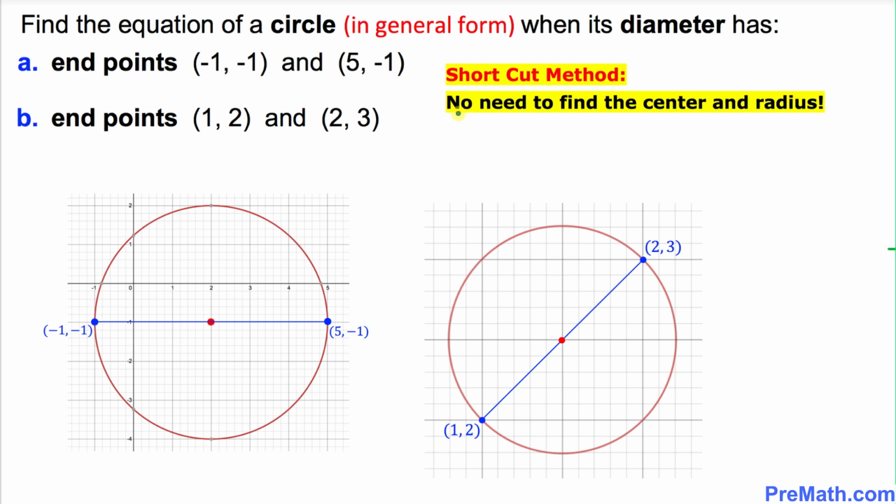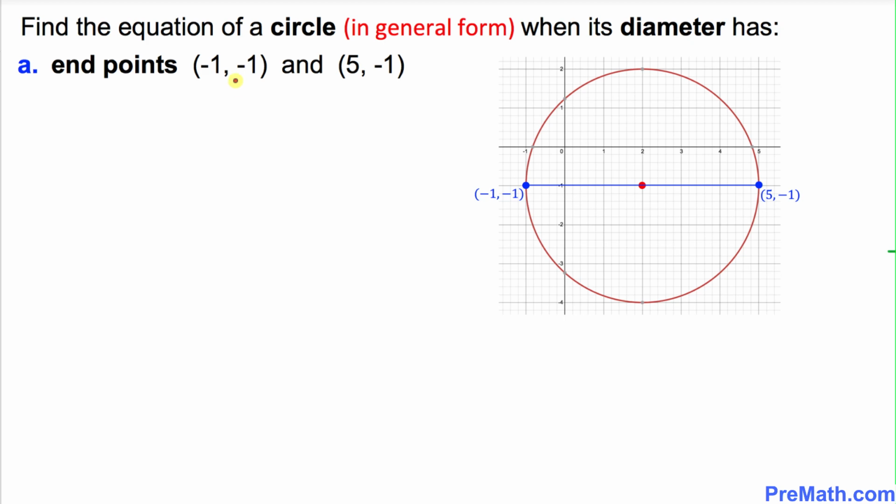In this method, you do not need to find the center or the radius to find the equation of this circle. And here is the very first example, and we are going to find the equation of a circle in general form when its diameter has these two endpoints, (-1, -1) and the other point is (5, -1), as you can see in this diagram. So let's go ahead and start working on this.